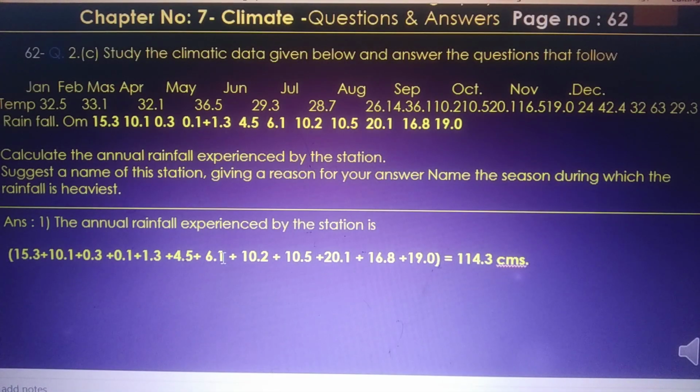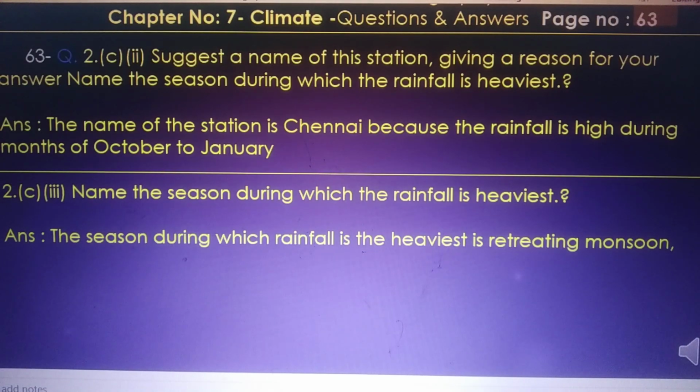Question number 62. The same way, we have taken the annual rainfall total, and we are getting 114.3 centimeter. Question number 63. The same data: name the station with the heaviest rainfall, Chennai, because rainfall is high during the months of October to January as per this data calculation. And name the season during which the rainfall is heaviest. Retreating monsoon is the right answer.